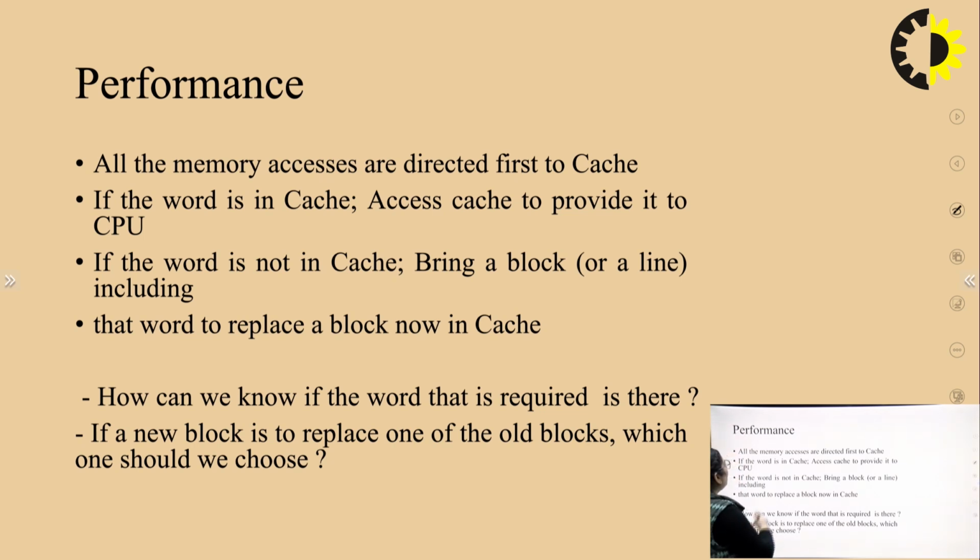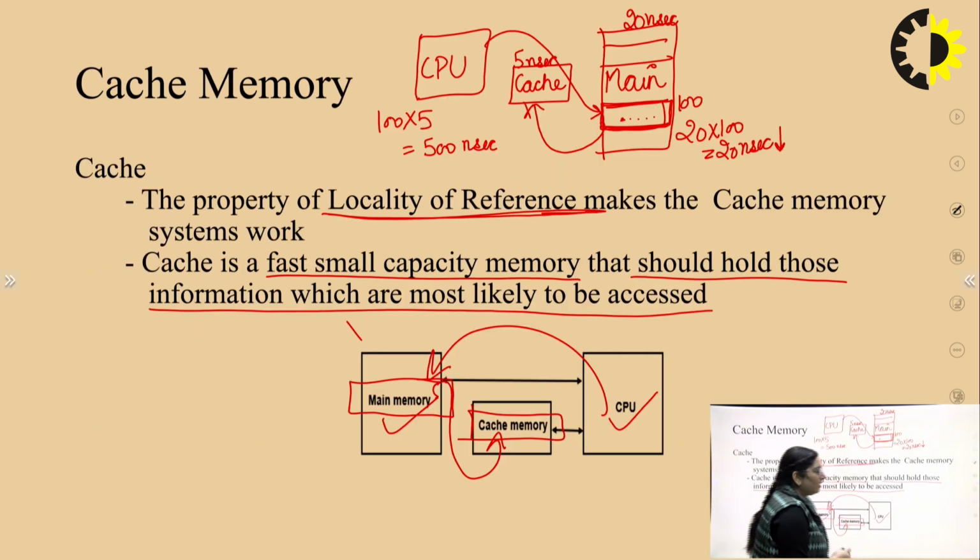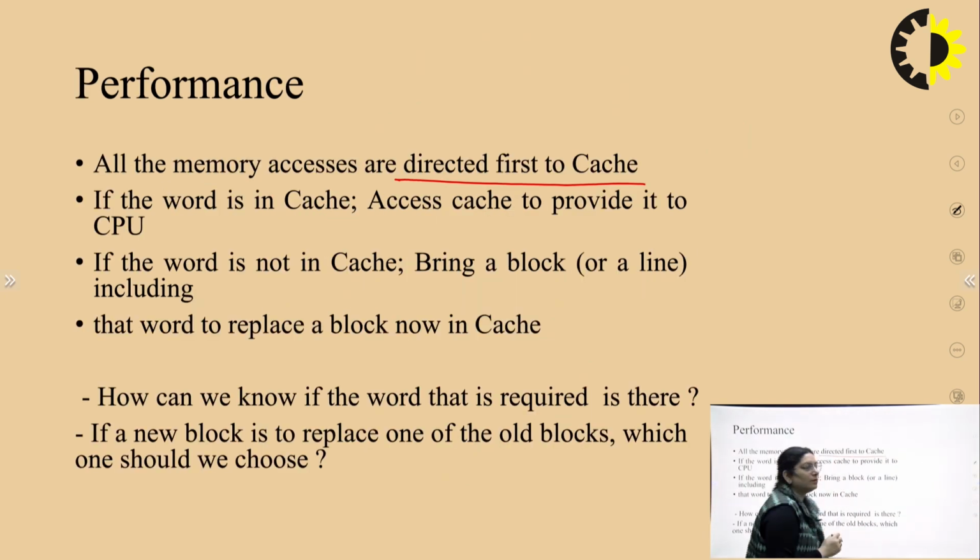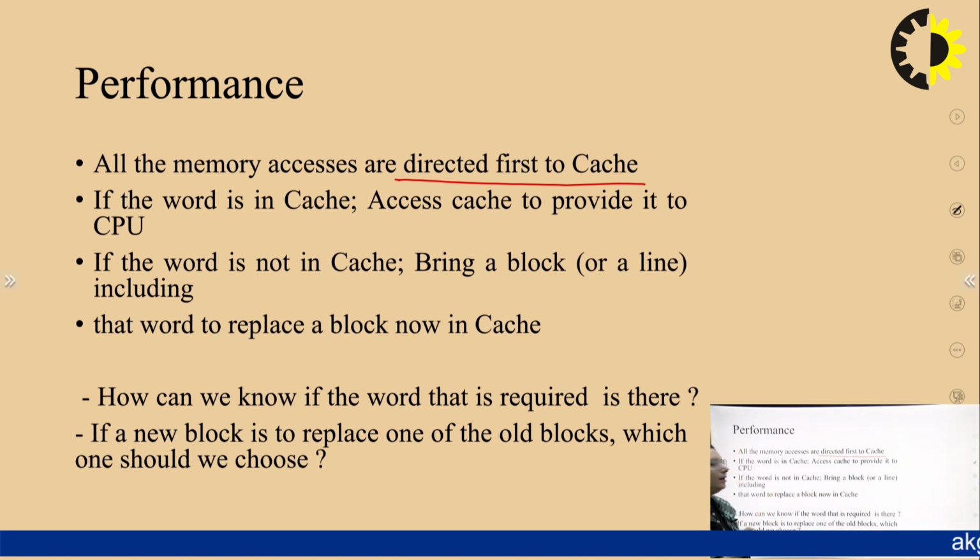So all memory accesses are directed first to the cache memory. Using that same diagram again, when the CPU wants any reference now, instead of searching in the main memory, it will first search in the cache memory. Fine. So first it is directed to find in the cache. If the CPU accesses the cache and finds the word there, then the cache provides it to the CPU. Then it fetches the word from there only.